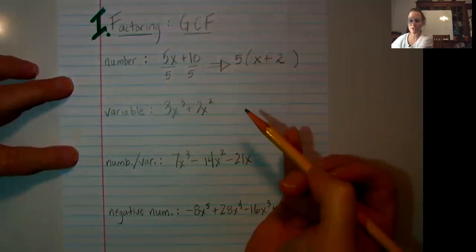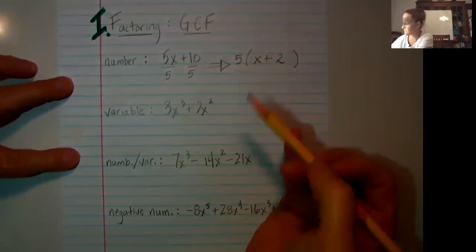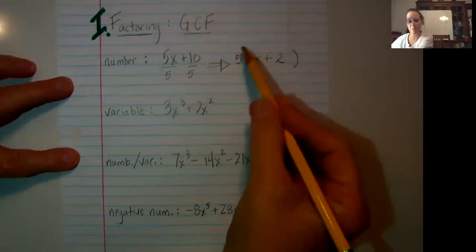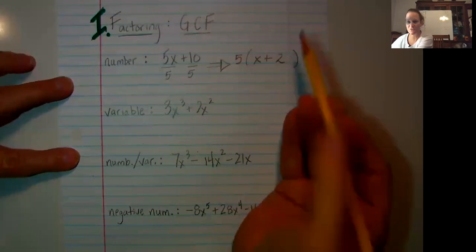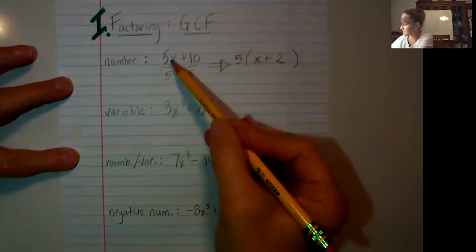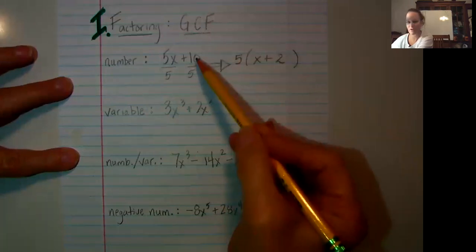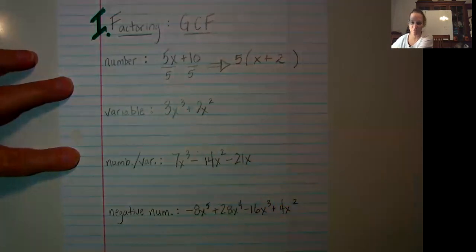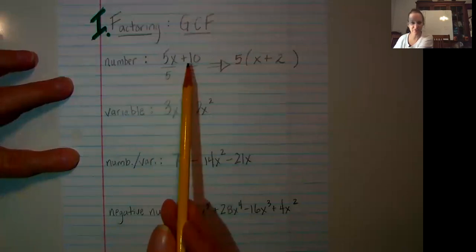One way you can check your answer when you're dividing and doing your GCF is to quickly do a little distributive property to make sure that you didn't do any division wrong. If I take 5 times x, that gives me 5x. 5 times 2 gives me the 10. You can do a quick check just by doing that distributive property. So that's an example that had a number as a GCF.